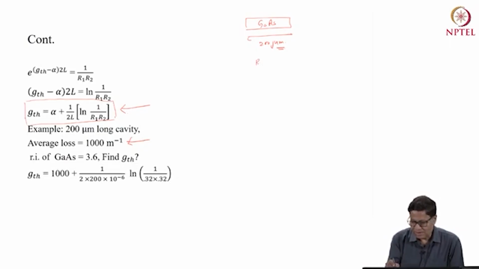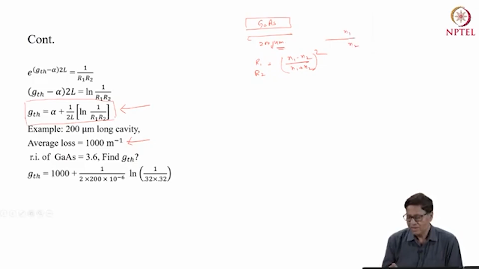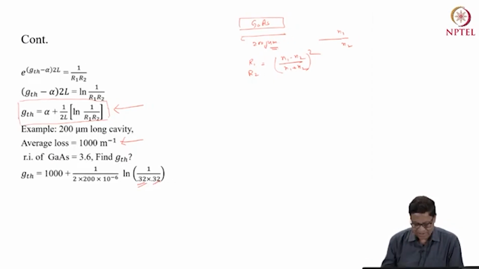recall that R1 and R2 can be calculated as (n1 minus n2) over (n1 plus n2), whole square. This is how you find out the reflection coefficient. So this is n1, this is n2. So by putting some typical values of R1 and R2, I get g_th as 6697.17 meter inverse, or per unit meter. So this is the value for the g_th.